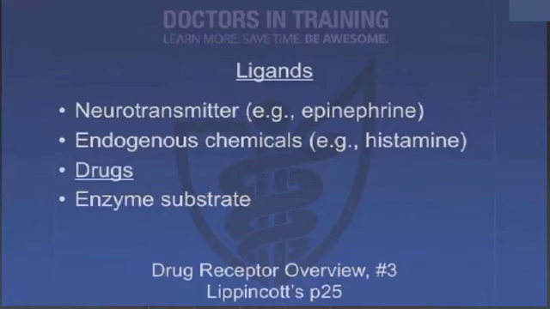Now, you'll hear that word ligand a lot. Sometimes people will pronounce it differently, but I looked it up, and this pronunciation is appropriate, so that's what I'm going to say. So a ligand is anything that binds to a receptor or an enzyme. It could be a neurotransmitter, such as epinephrine. It could be other endogenous chemicals, such as histamine. It could be a drug. It could be an enzyme substrate. So a ligand can be almost anything.